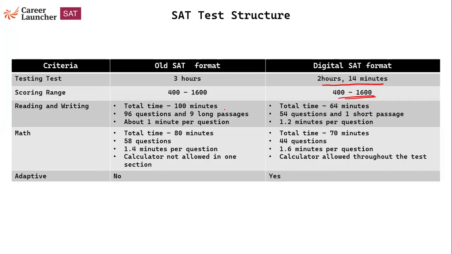If I talk about the reading and writing section, there are 54 questions for which you'll get 64 minutes, which is approximately 1.2 minutes per question, which has now increased. There are a total of 44 questions in the math section for which you get 70 minutes, which is approximately 1.6 minutes per question.